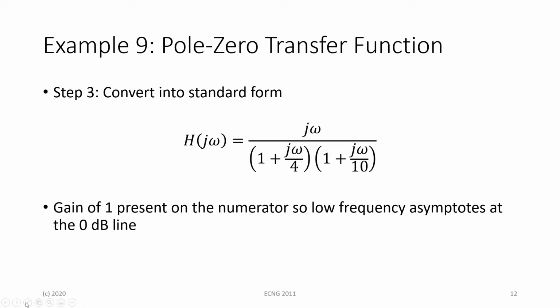Because this here is just j omega, and the constant value in front of this j omega is just 1, this is why we refer to it as there being a gain of 1 present here on the numerator. So, 20 log of 1 resolves to 0 for any base. So that's just going to be the low frequency asymptote at the 0 decibel line here, which gives us a starting point for the magnitude graph.